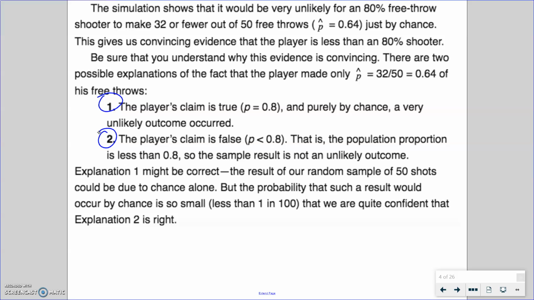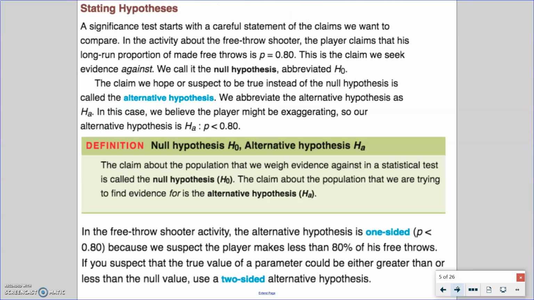So what we need to decide is, okay, how do we know the difference? We just got data, and it's possible that he had a bad day, so how do we say, you're exaggerating, it's not 80% of the time you make a free throw, okay? So what we do is we call them hypotheses, okay? We state 2 different hypotheses. One is called the null hypothesis, and one is called the alternative.